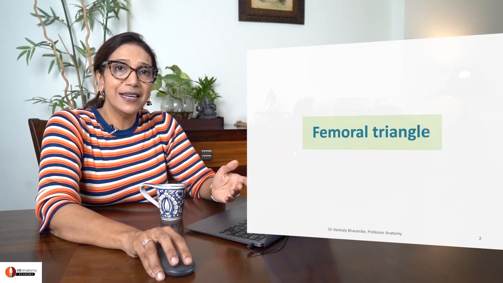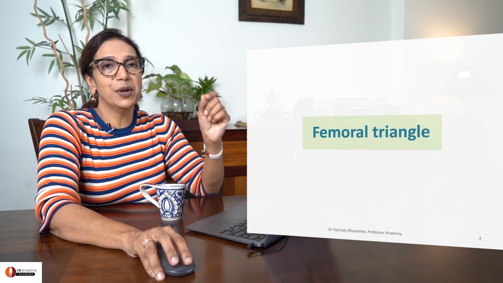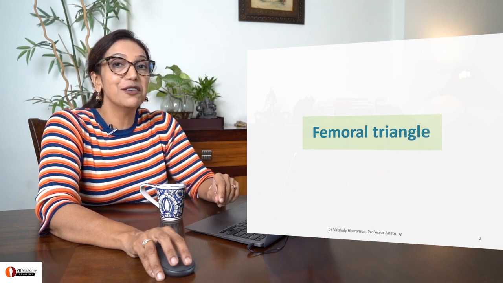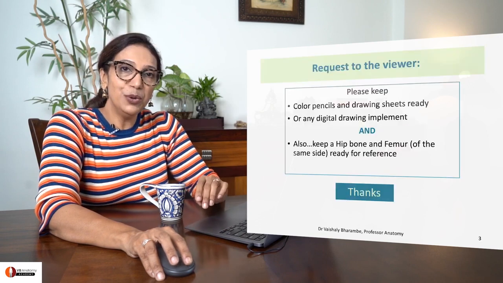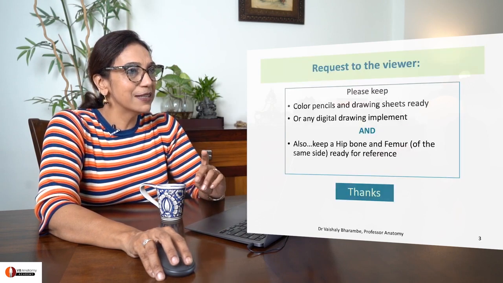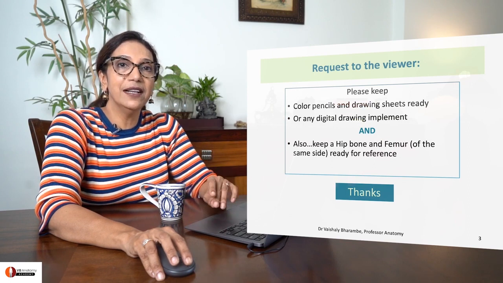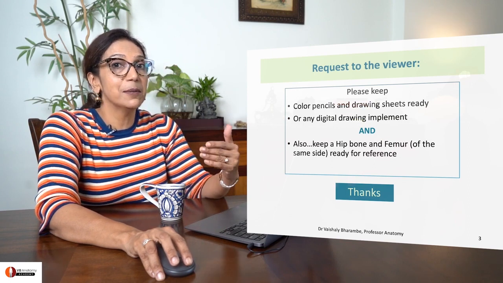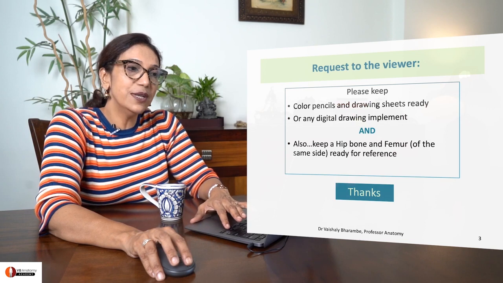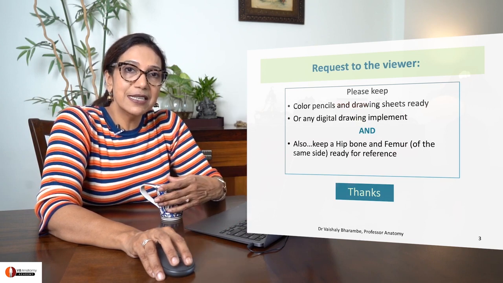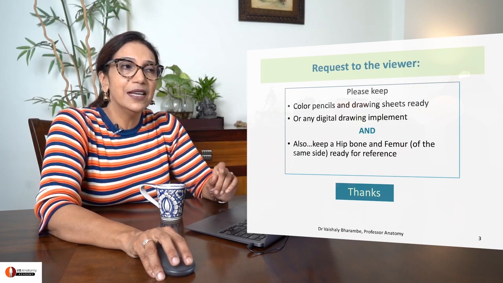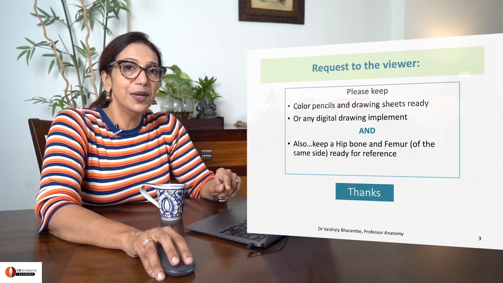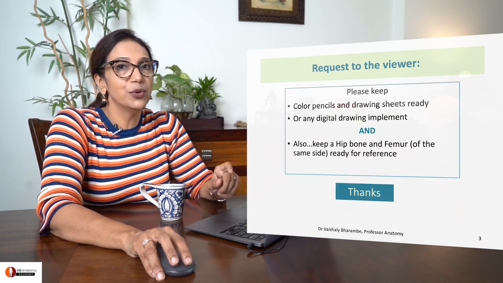I know you've been studying this since the day you came to medical college. Usually it's either the femoral triangle or the upper extremity, so you know quite a bit about it. But let's run through it from a different angle, in a way we will remember. As usual, keep color pencils or any drawing implement ready. When I ask you to draw, please draw. It will help you recall better.